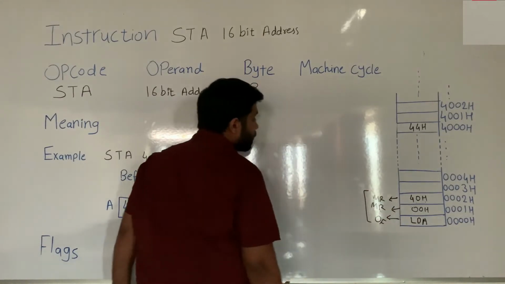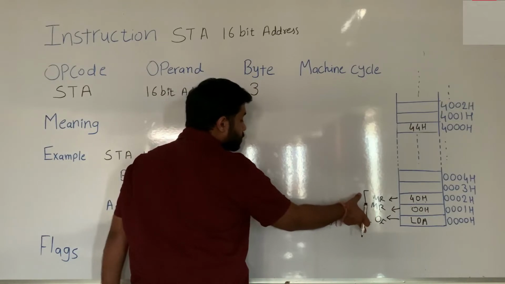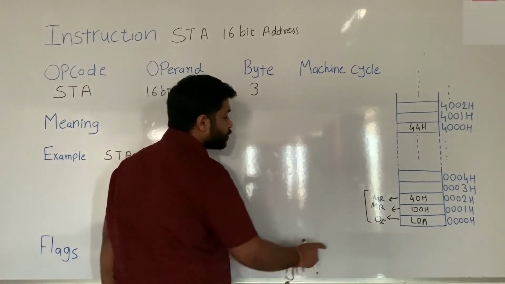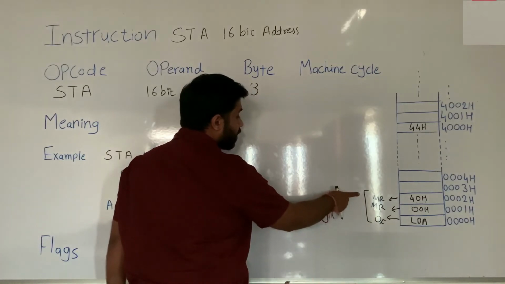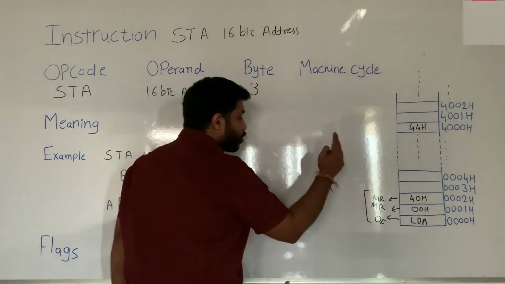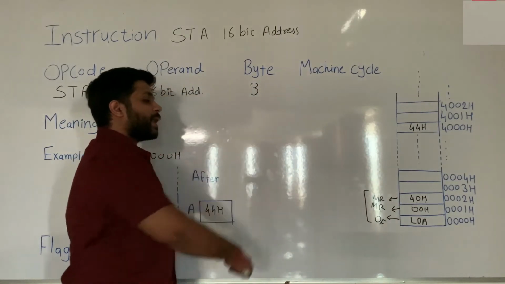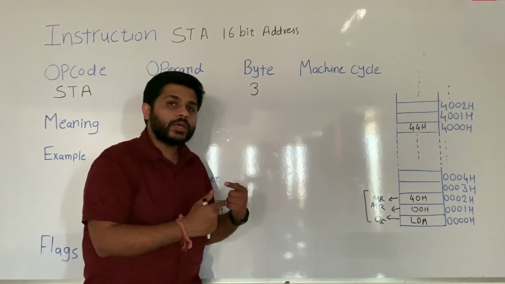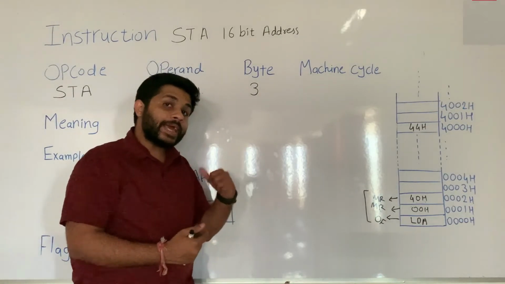So you can understand that to read this whole instruction, the processor has to perform 3 machine cycles, which are opcode fetch, memory read and memory read. After these 3 machine cycles are performed, this whole instruction will be transferred to the microprocessor. After this instruction is transferred, the processor will decode, and after decoding it will execute.